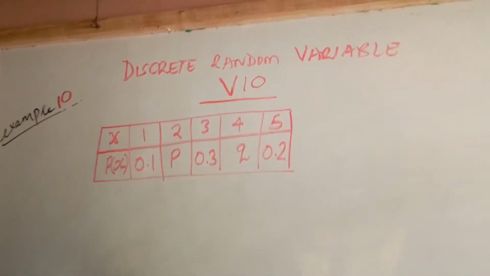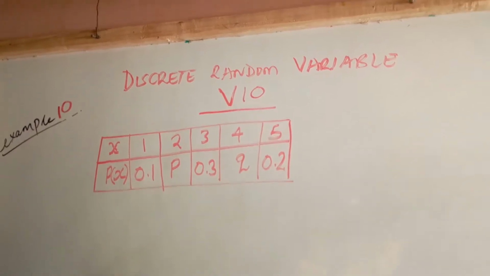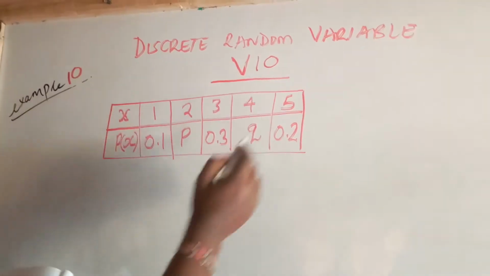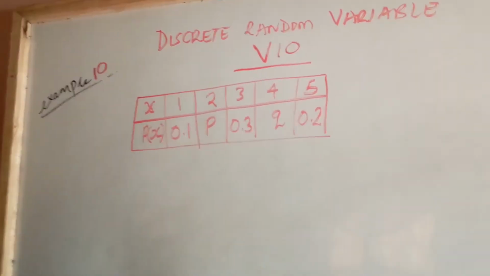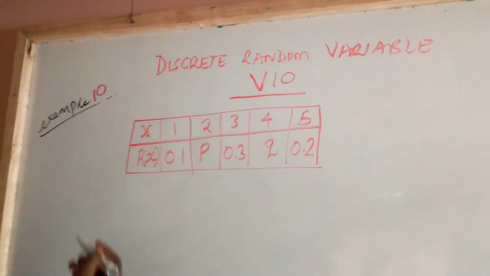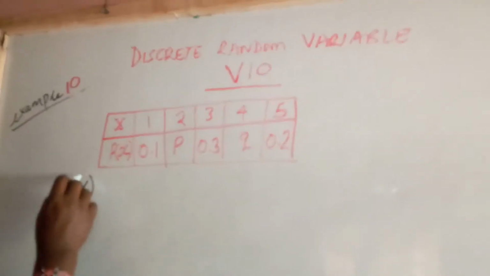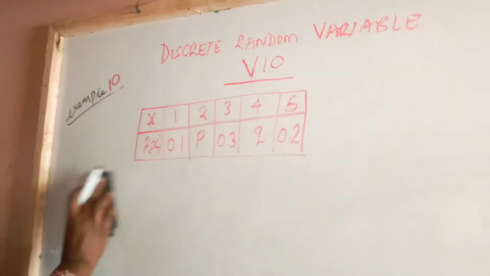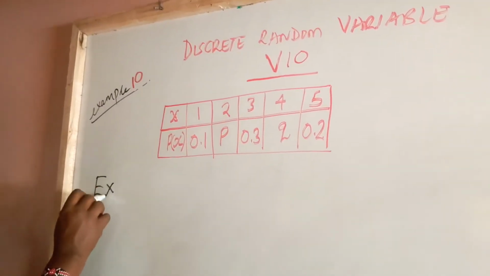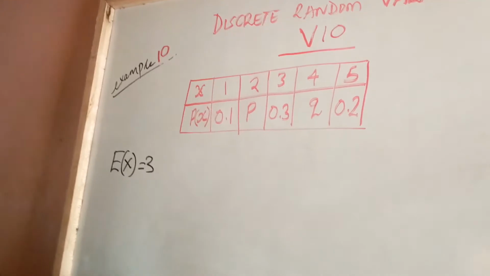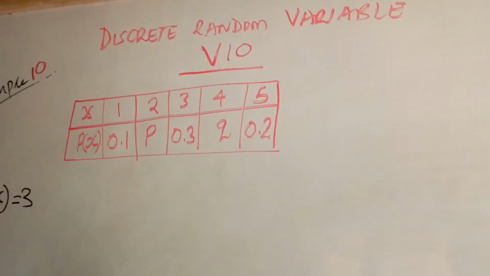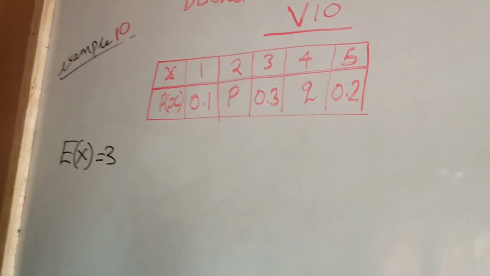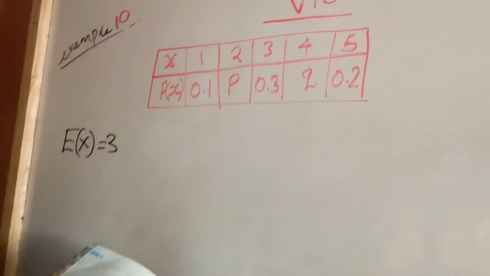Example 10 on page 160. The random variable x has a probability distribution as shown in the table below. Part A: given that E(x), the expected value of x, is 3, write down two equations involving p and q.